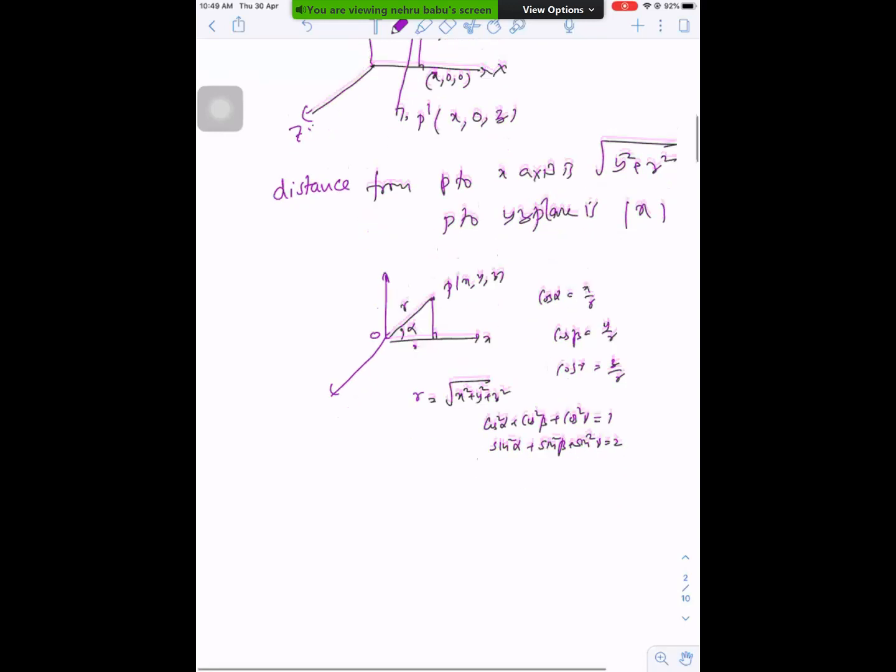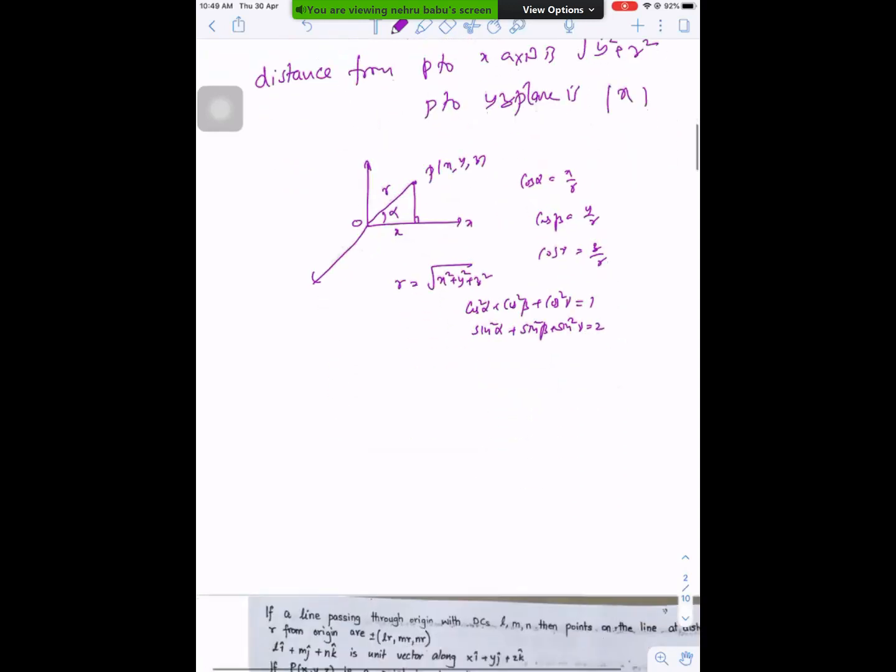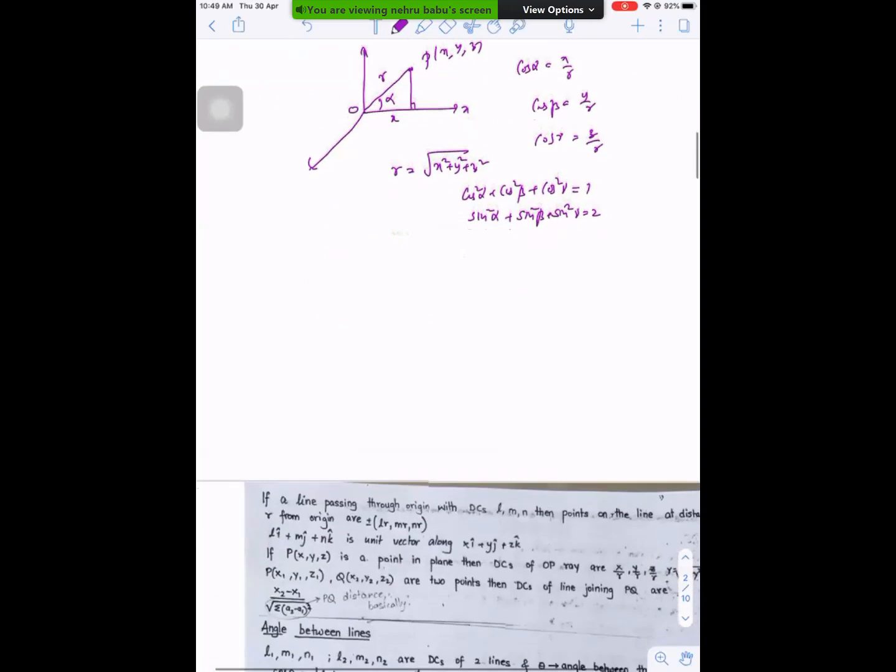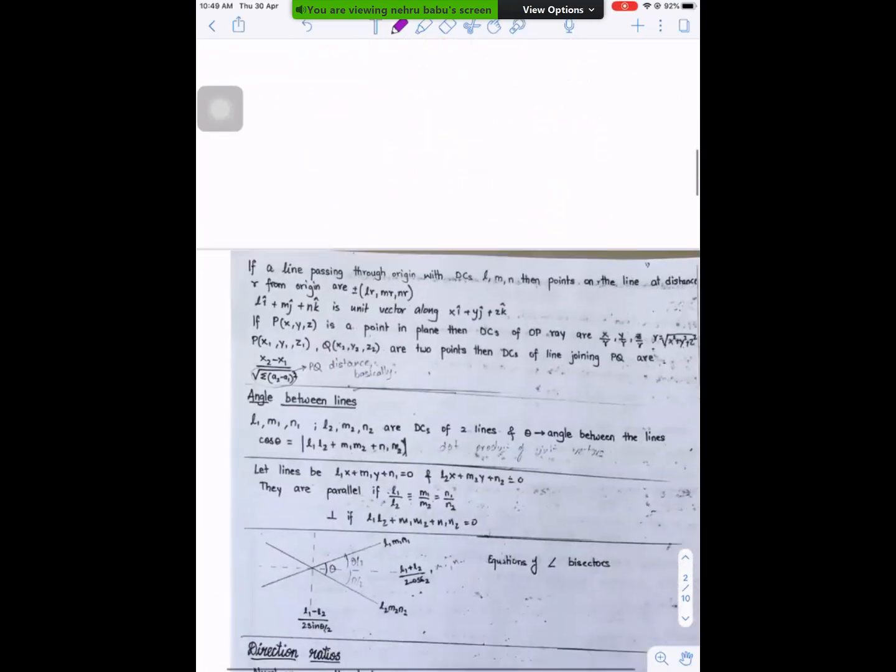This result is coming by this. And mainly to find the angle between the lines, we'll use these DCs. We'll go for all those things. Now, if a line passes through the origin with these direction cosines, then the general point on that line is like lr, mr, nr, like the parametric form.